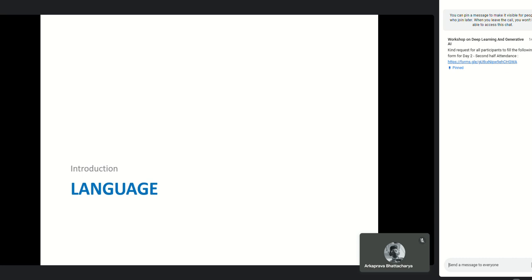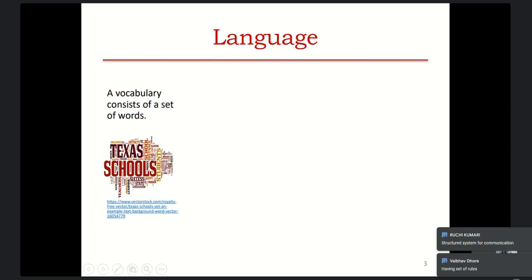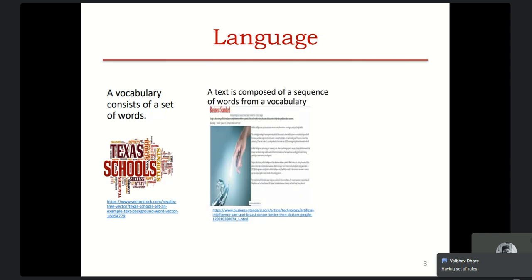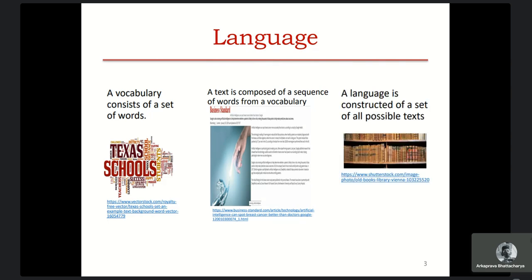It's a medium to communicate with each other. Yes, it's a medium to communicate with each other, right? So you can call it a tool which is used to express our thoughts and ideas. So how do we go about building a language? A language has a vocabulary, which consists of a set of words. Then a text is composed out of this vocabulary. Then you can see a language is constructed as the set of all possible texts.